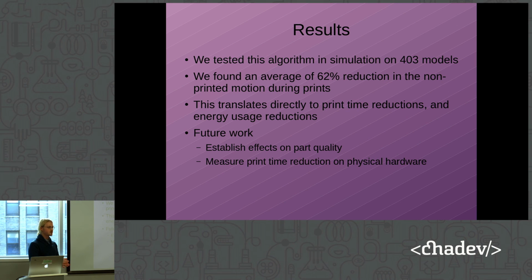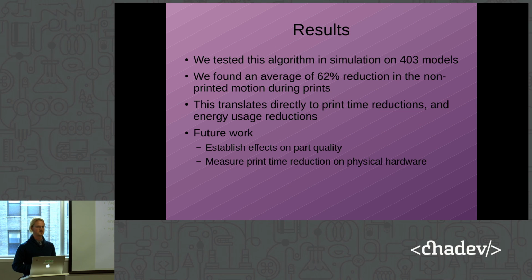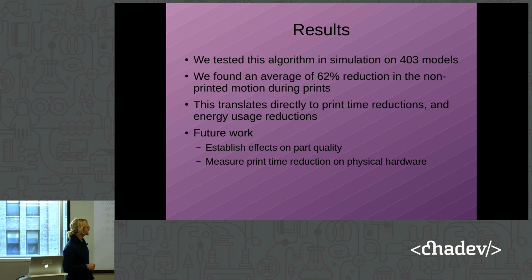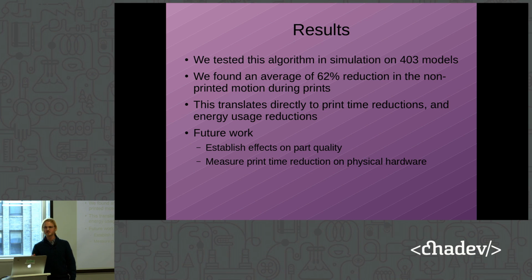So we tested this algorithm on a benchmark of 403 models. Basically, we took an open source piece of software and had it generate all of the line segments necessary to print out a model, and we applied our path planning to it and compared it to their path planning. And we got a 62% reduction over the paths generated by that piece of software. 62% reduction in the amount of time that the printer spends moving between print and motion.